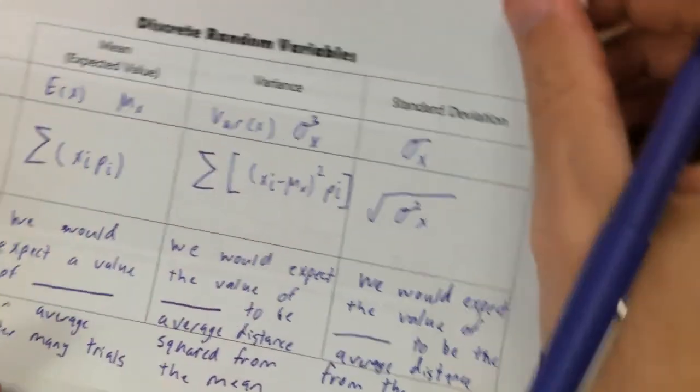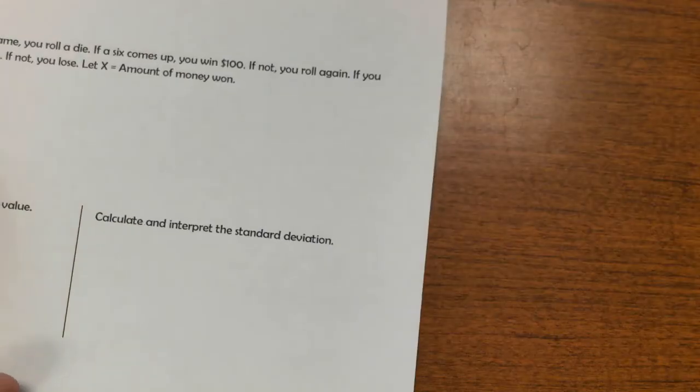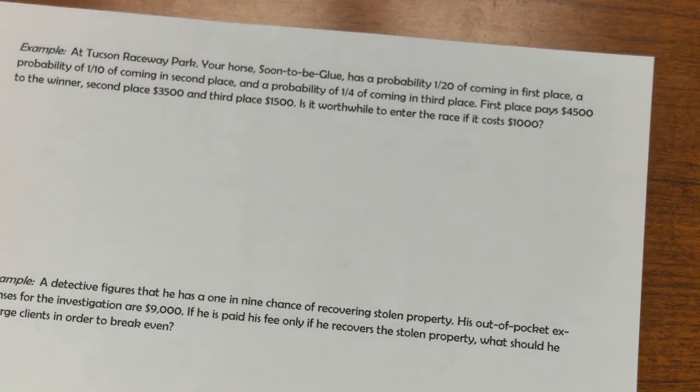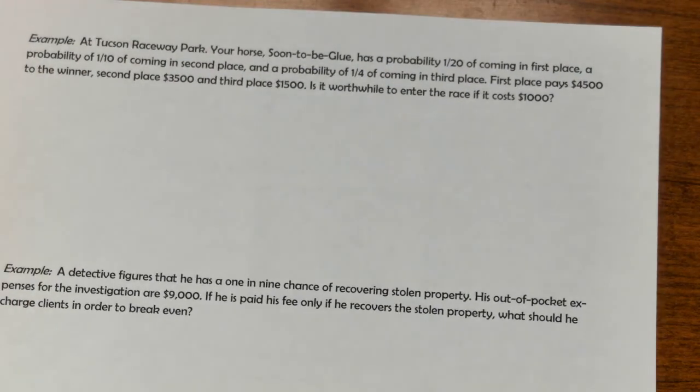Let's take a look at some scenarios where we might use expected value. All right, so we're at Tucson Raceway Park, and we have our horse, soon to be glue. A little dark humor there for you. And our soon-to-be glue horse has a probability of 1 out of 20 of coming in first place, a probability of 1/10 of coming in second place, a probability of 1/4 of coming in third place.